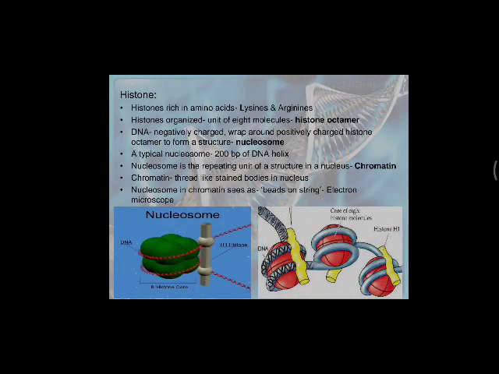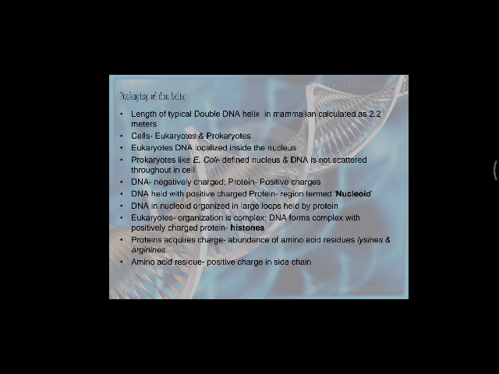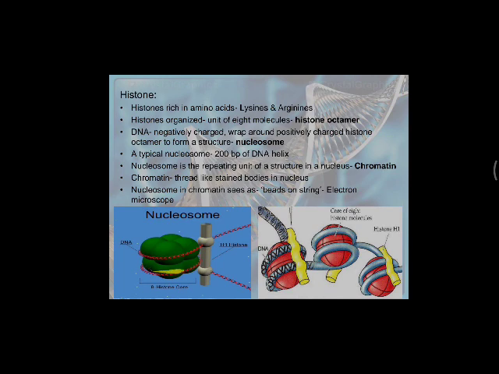Next one, histones. Histones are rich in amino acids, that is lysines and arginines. Histones are organized into a unit of 8 molecules, arranged as 1, 2, 3, 4, 5, 6, 7, 8. That unit of 8 is called an octamer.